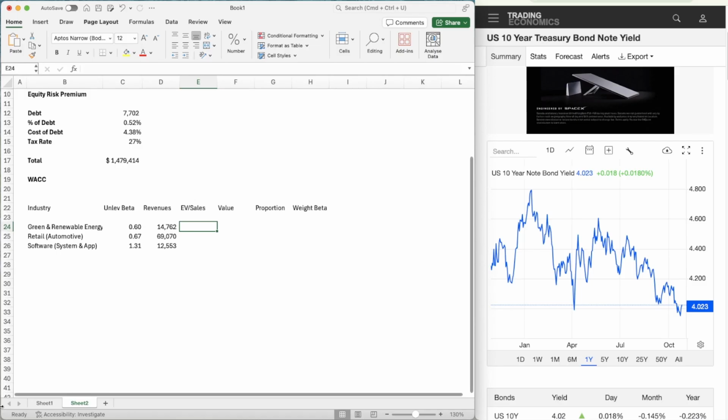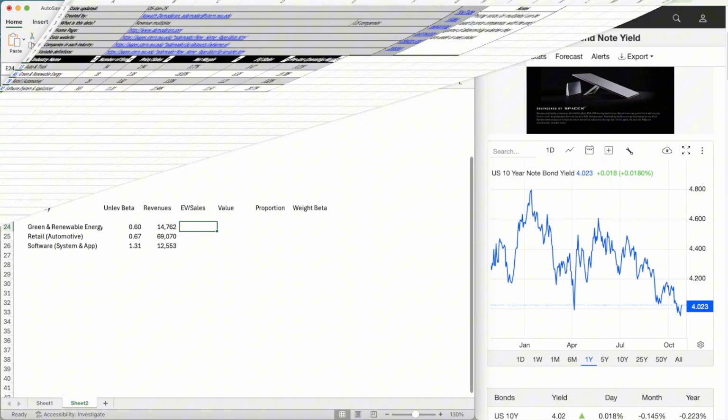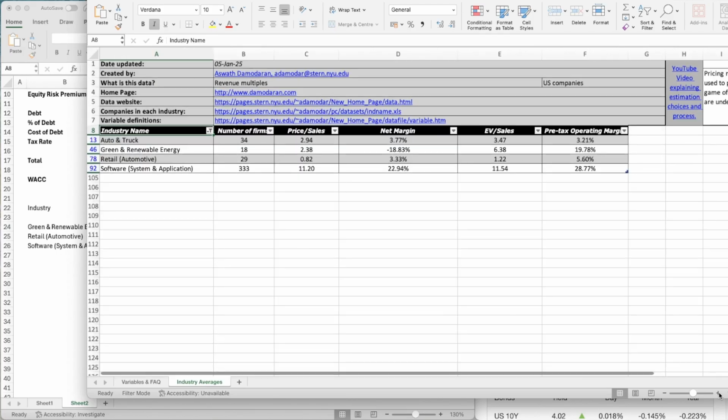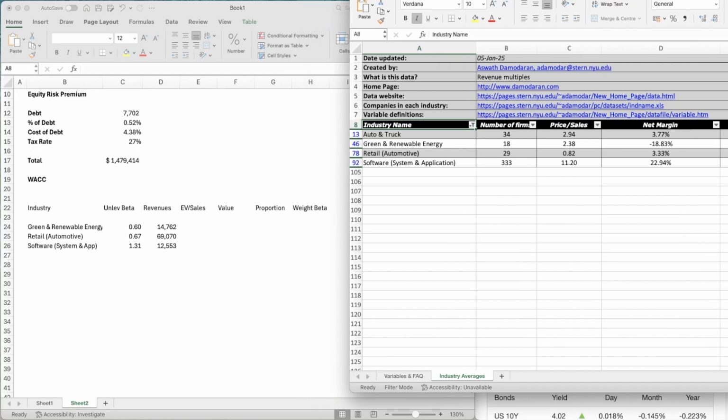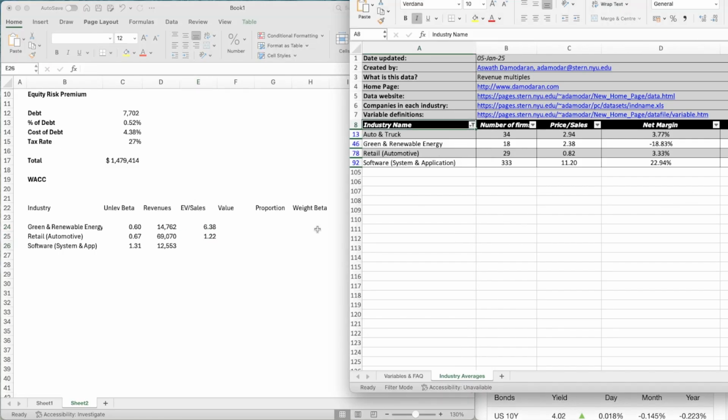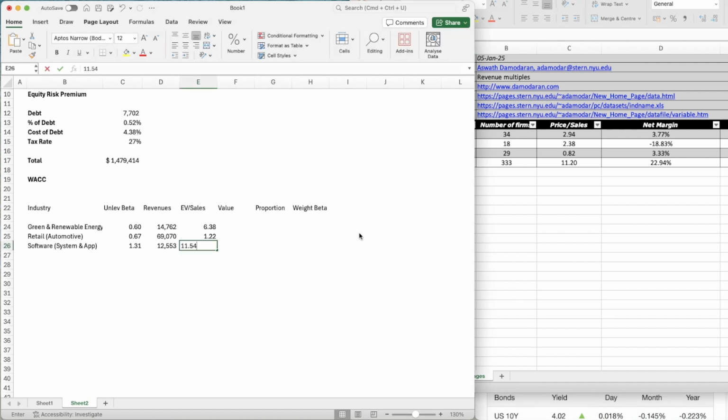The EV to sales, let me pull that up. Again, we want our price to sales data. I'll zoom in a bit more. We need this column. So 6.38, 1.22 for retail automotive, and 11.54 for system and application.